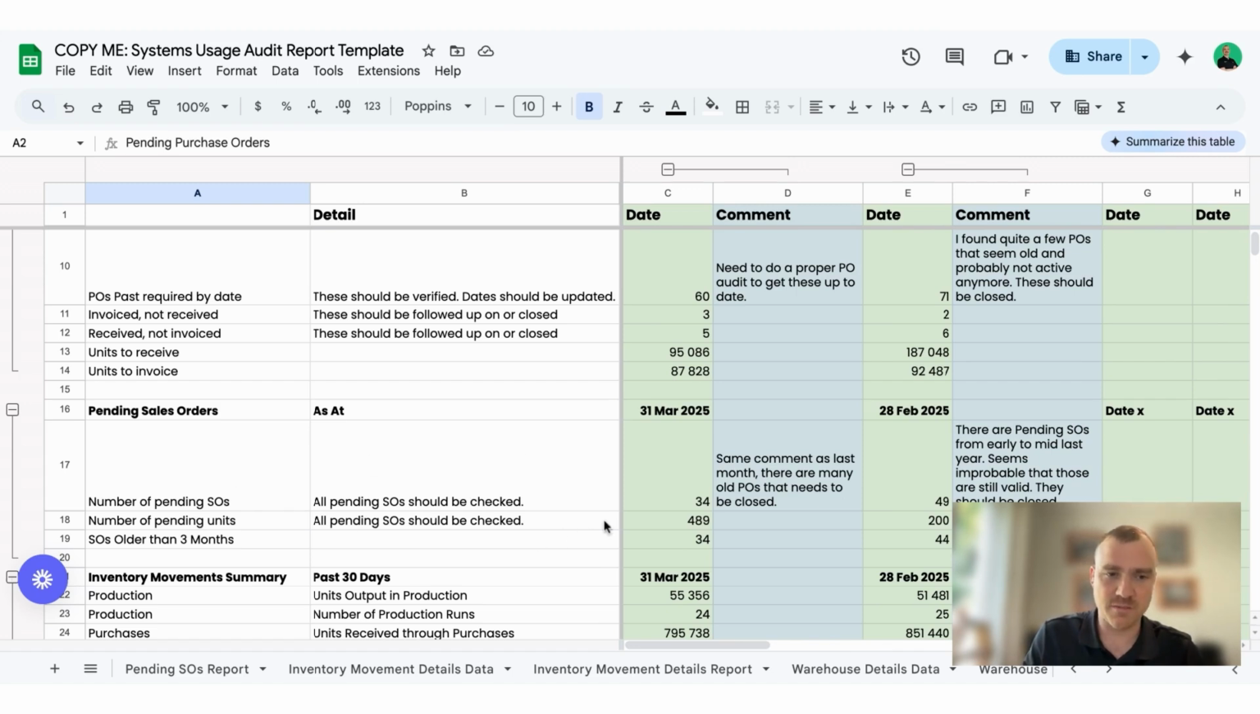Then you can also see the number of units pending. So this could just be an indication of what's happening in our warehouse and what kind of workload they have at the current moment. And then also sales orders older than 3 months. Once again, something that should be closed. Unless you've got a very long sales cycle, and you can explain this, definitely something to look at.